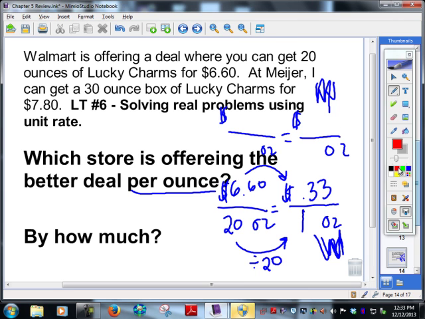And then Meijer is $7.80 for 30 ounces. And I want to figure out how much 1 ounce is. Once again, you could just know that any number divided by itself is 1. So I'd be dividing by 30. Or you could cross multiply. You're getting the same thing. Do you guys see that? 1 times 780 is 780 divided by 30. You're doing the same process, whether you're doing cross multiply and divide, or you're dividing. Regardless, when you do that, I think you get 26 cents or something?